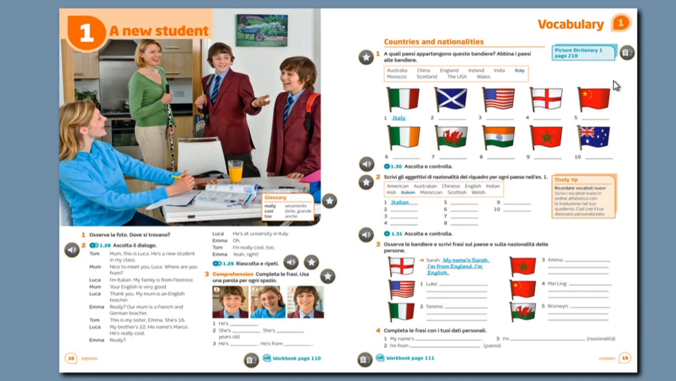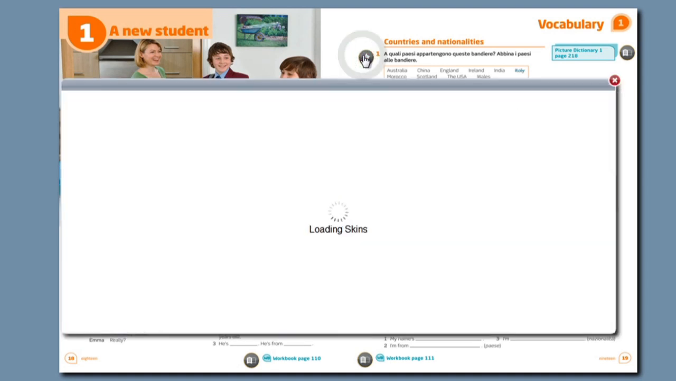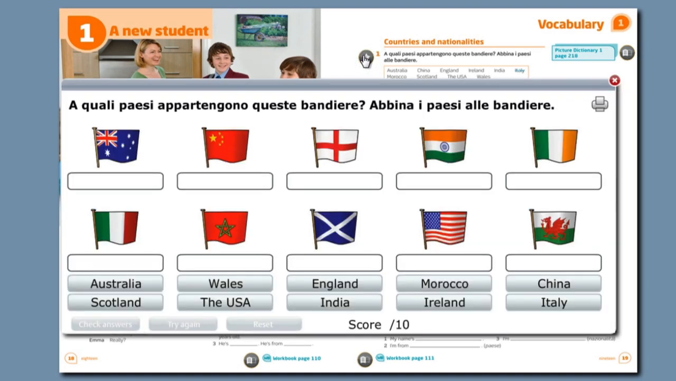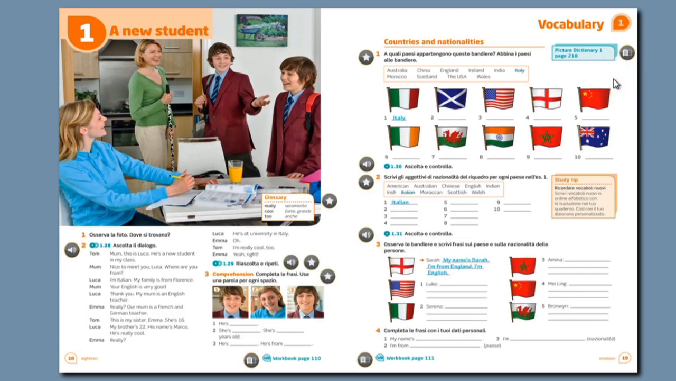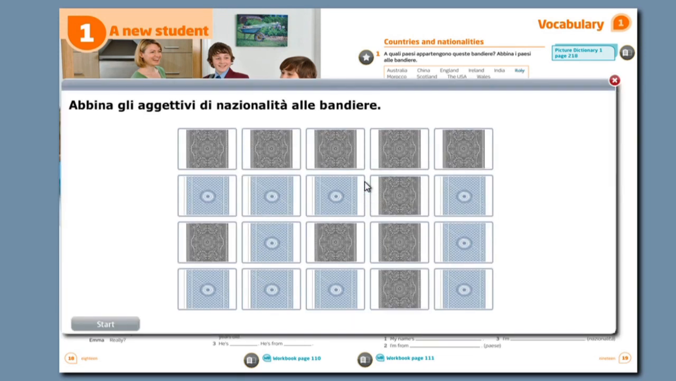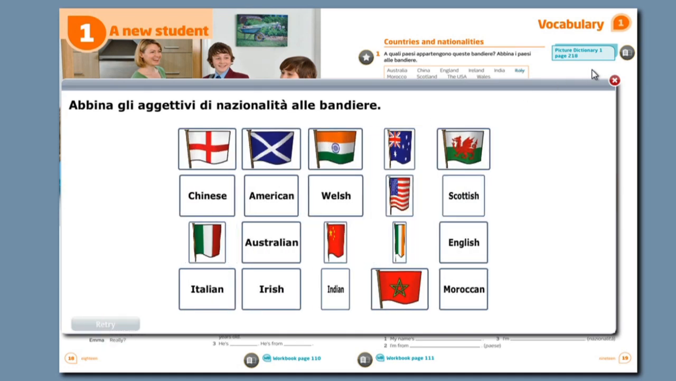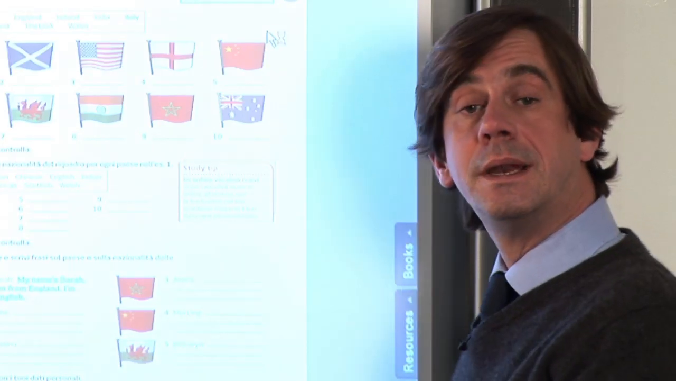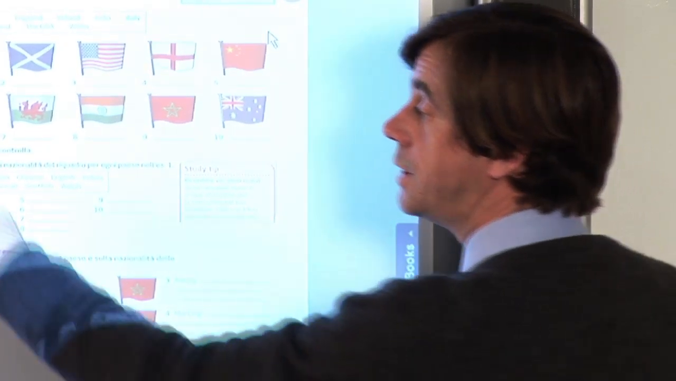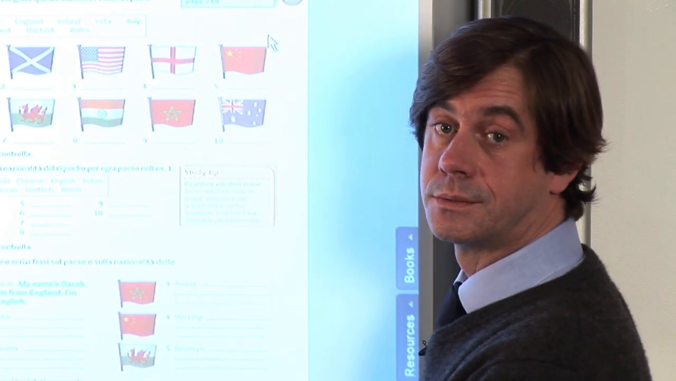On the vocabulary page, there is always a matching activity. For example, in Unit 1, students match national flags to the names of the countries. And in Exercise 2, students match countries to nationalities. You can listen and check the answers by using the audio icons.